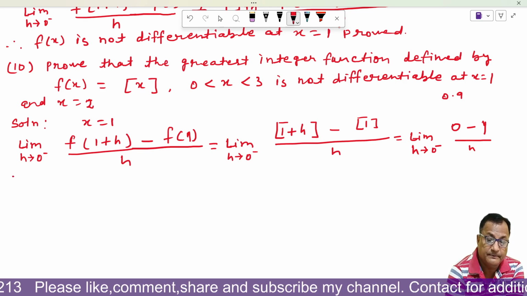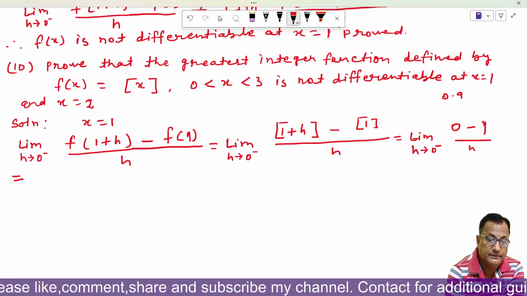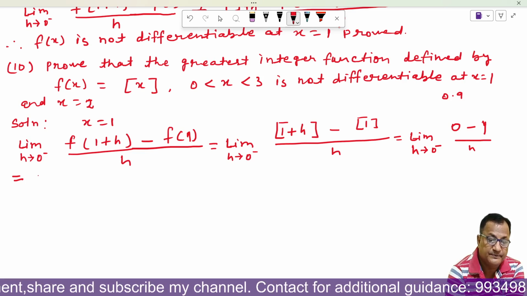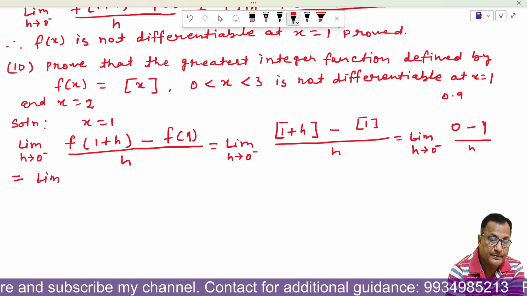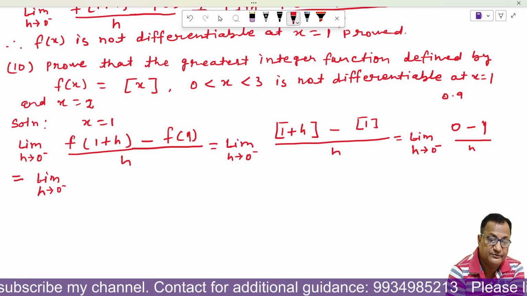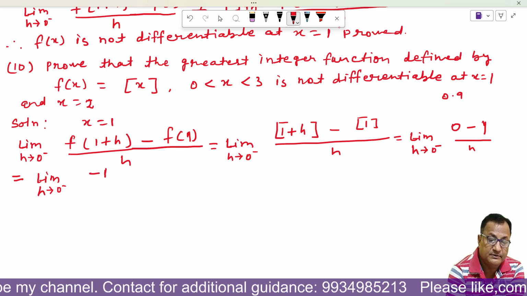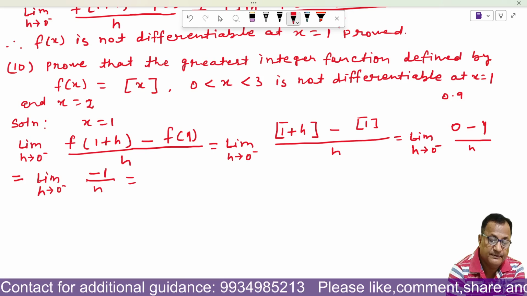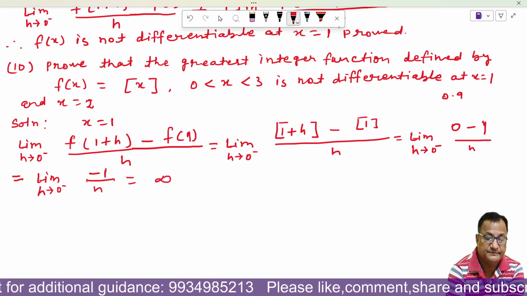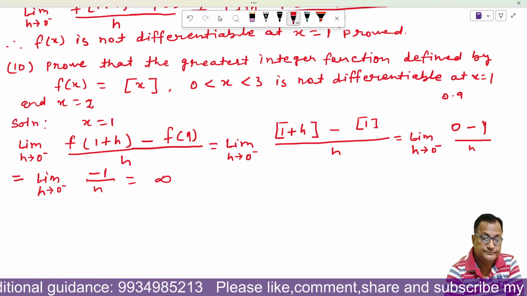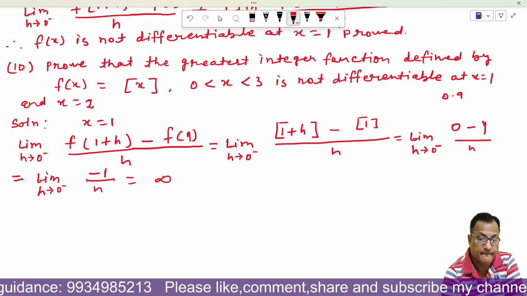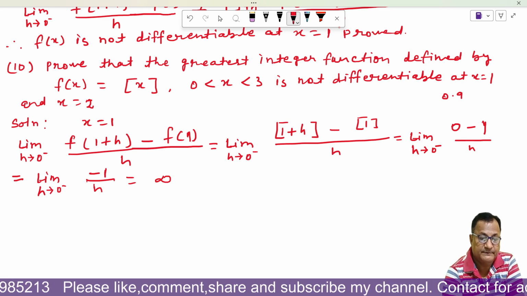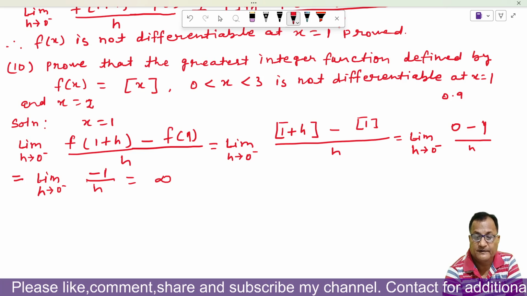So here we will get limit h tends to 0 minus of minus 1 by h. So this will be infinity. You will divide minus 1 by 0, so it will be infinity.